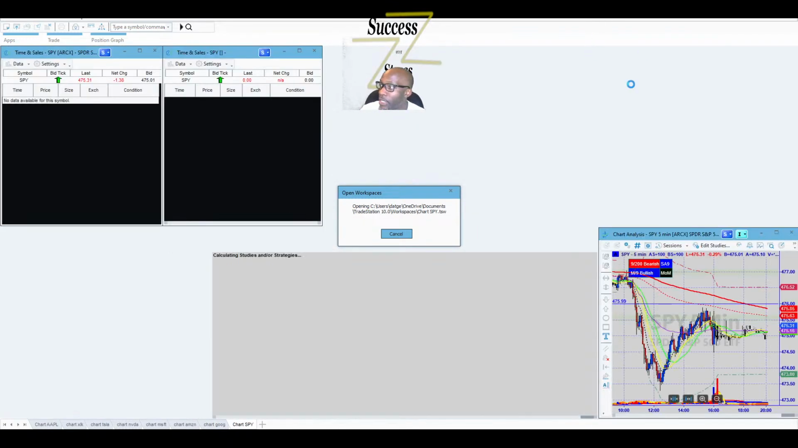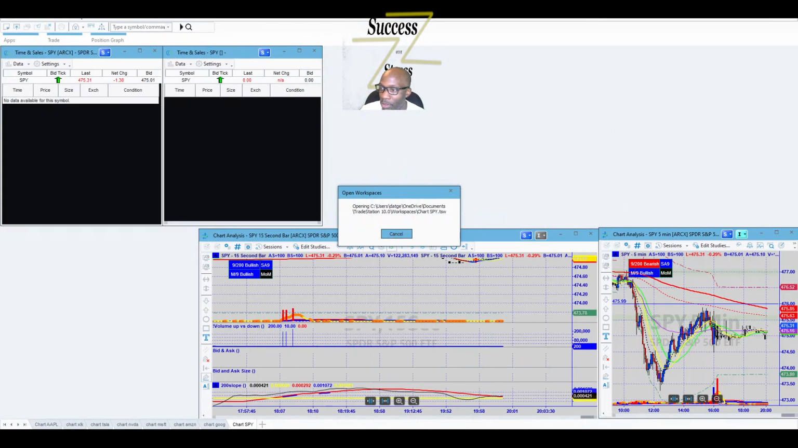So let's get this loaded up. While this gets loaded up, I want to get my other computer set up.